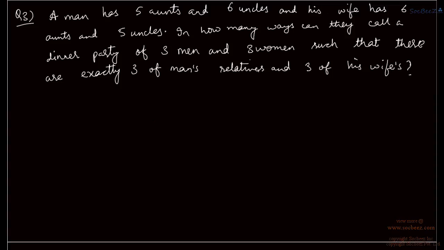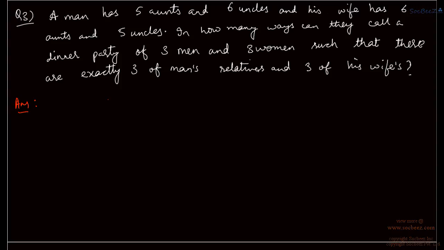Now, a man has 5 aunts and 6 uncles, and his wife has 6 aunts and 5 uncles. In how many ways can they call a dinner party of 3 men and 3 women, such that there are exactly 3 of the man's relatives and 3 of his wife's? Again, let us look at this case wise.